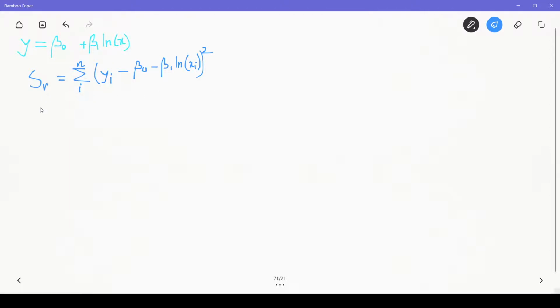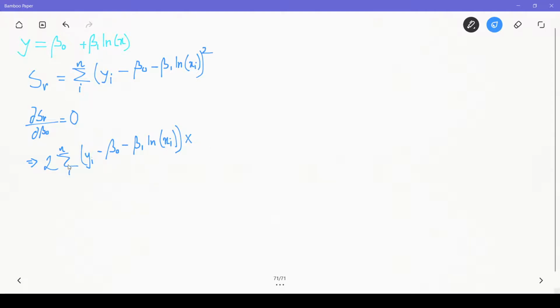Okay, so now that we have this, we'll perform the partial differentiation, which is differentiating the SR with respect to, let's say at first, beta naught. So this will of course be 0. So we can write it as something like this, right? 2 times the summation of i equals 1 to n of yi minus beta naught minus beta 1 times ln x sub i, the bracketed term will remain as it is, times, so this whole square comes to the front, which is why this 2 manifests.